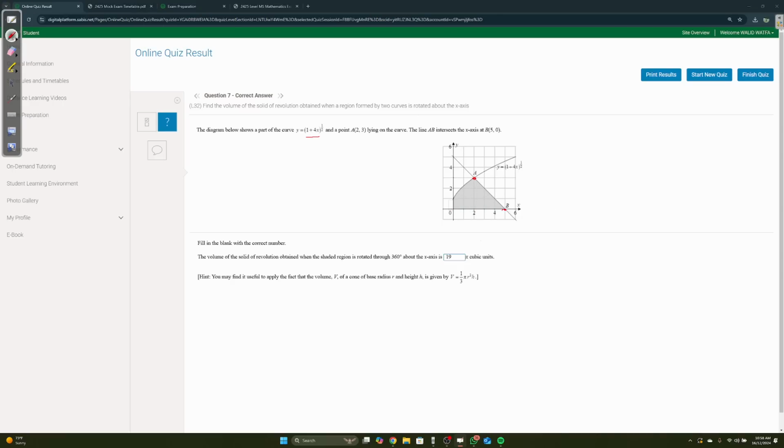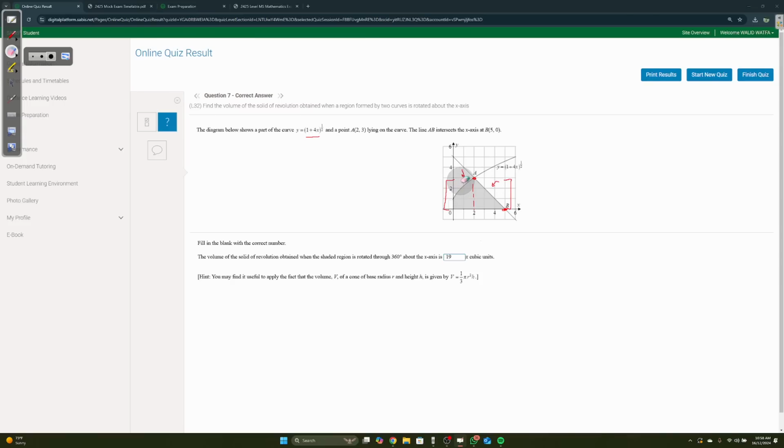It was a copy-paste question in the quiz. If you studied the quiz, you should have gotten it correct. But anyway, let me chop. We're splitting it up into two parts because this is a different curve than this one. Here you have its own volume, and here you have its own volume.